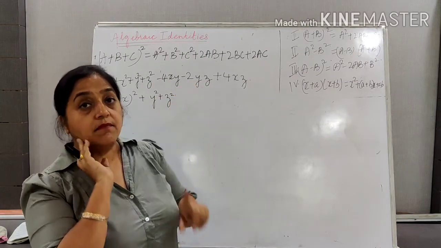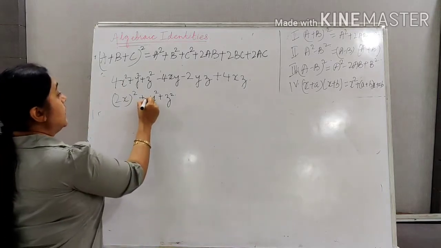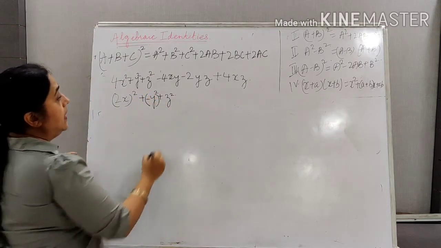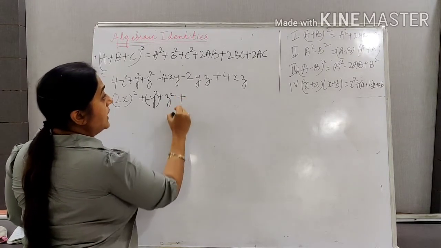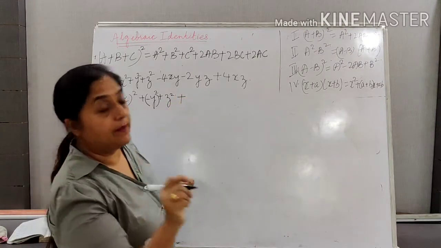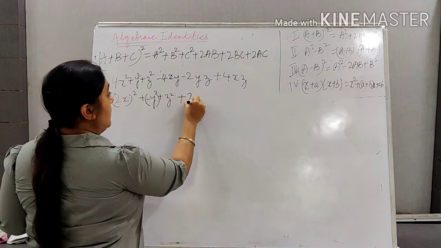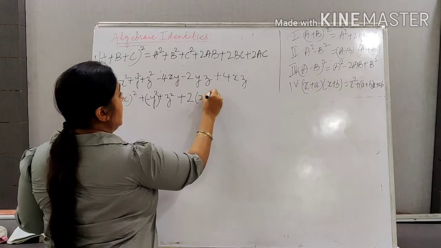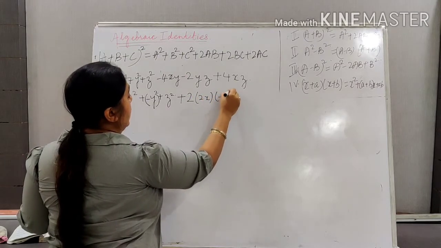So that means my y is negative. So what will I write? I will write here minus y whole square. Now, my formula is plus 2ab. So 2 of the formula, expand it, it is 2x into minus y.